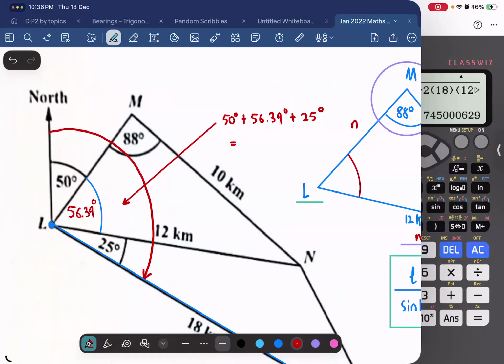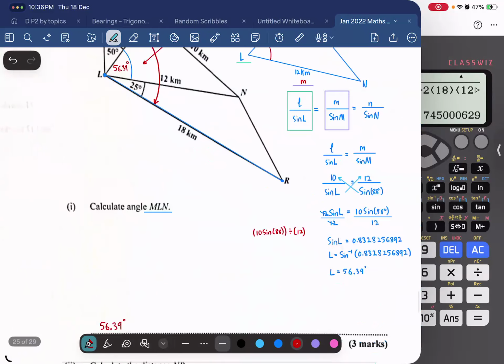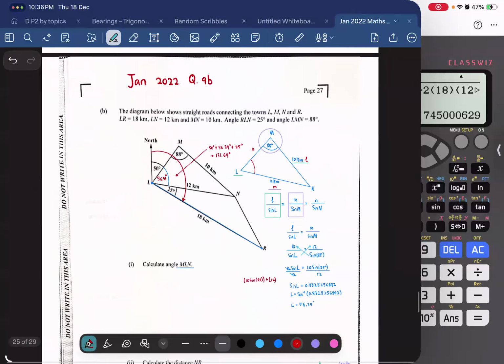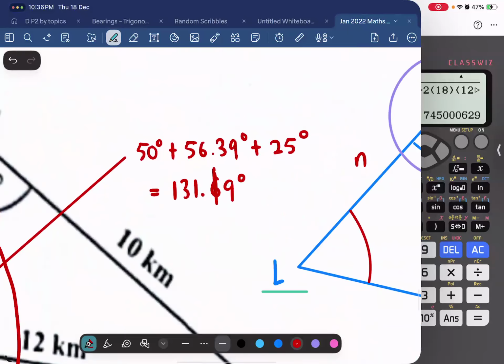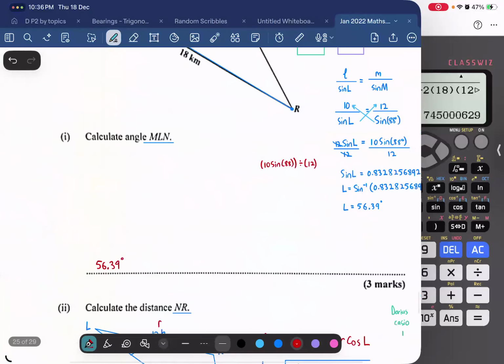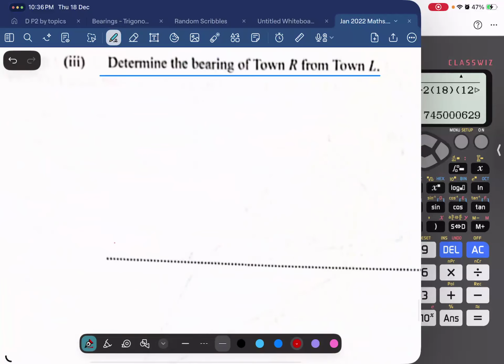Just verify that. Yes, sir. 131.39. Oh, 39. Yes, yes. I don't know where I got the 6 from. Right? 131.39. That's the answer. That's the answer there.